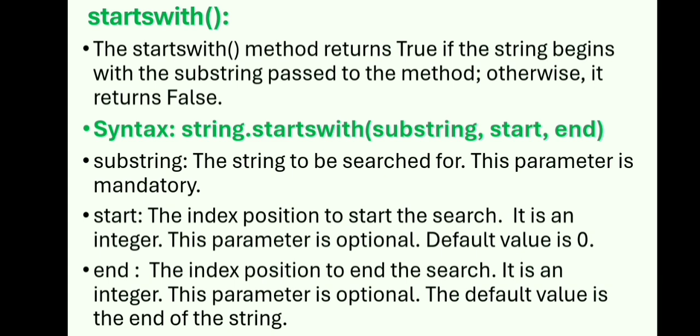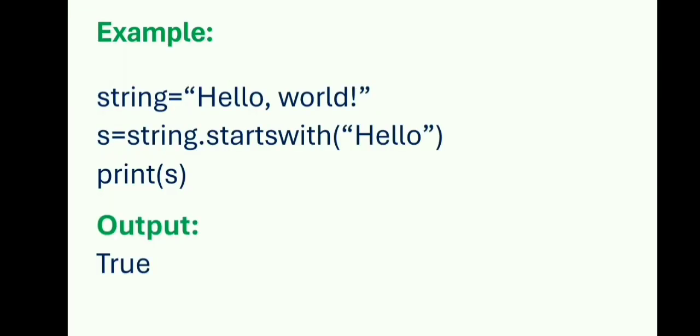So the string startswith method returns the boolean value true if the string begins with the substring passed to the method in the range between the start and end values. Otherwise, it returns false. If the start and end values are omitted, then search starts from the index value 0 and ends at the last character of the string. The end value is excluded while searching. To get a better understanding of the method, let's examine some examples of string startswith method in Python.